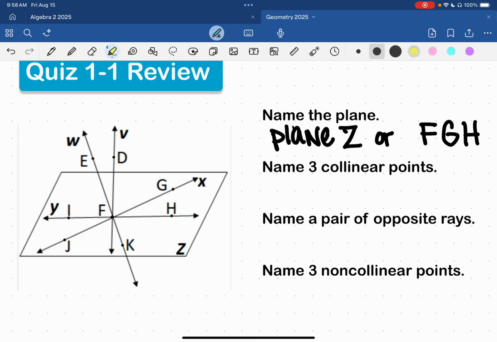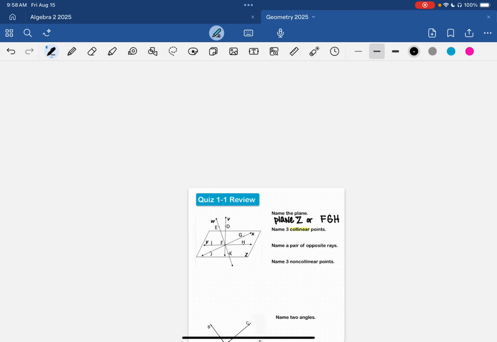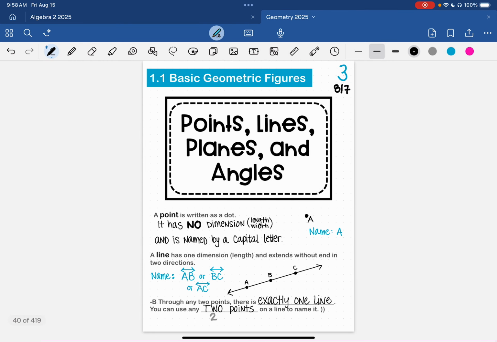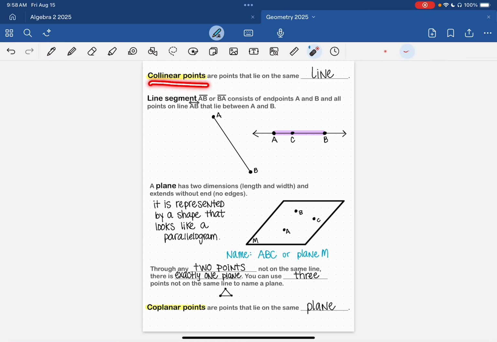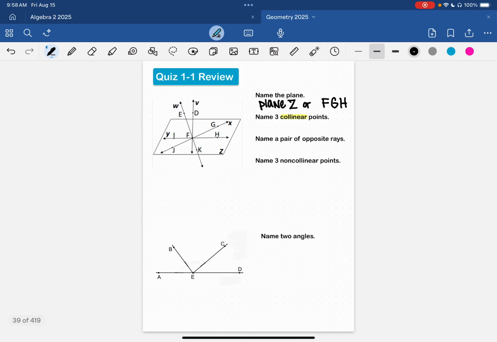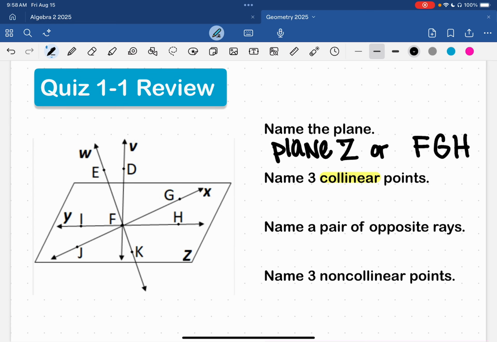The next question says, name 3 collinear points. That was a vocabulary word in 1.1. So let's go back and take a look at our notes. I don't see collinear here. There it is. Remember, I asked you to highlight it. And remember, some of you might see this one. So make sure you know where those are. Collinear points are points on the same line. So I just need to find 3 points in this picture that are on the same line.